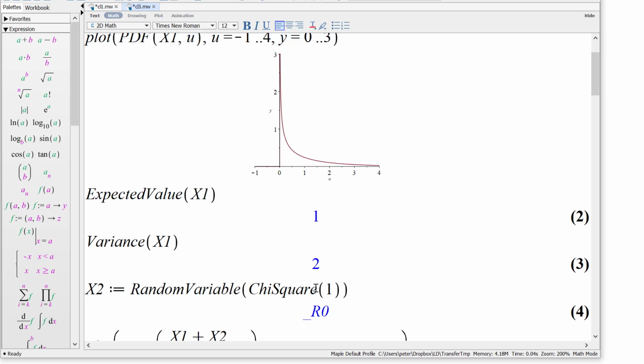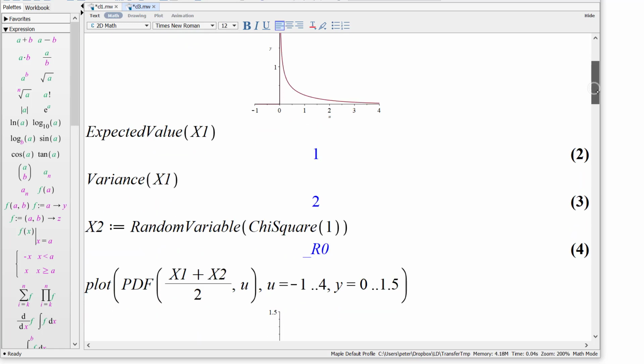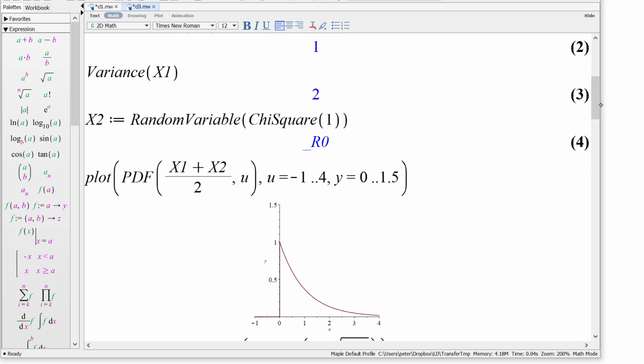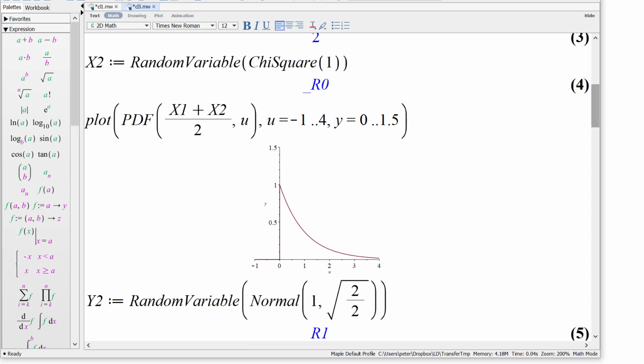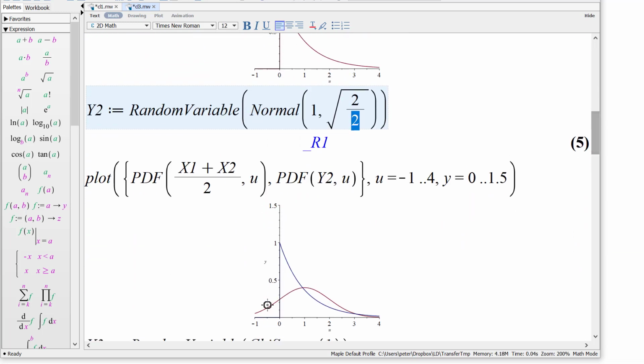I create a second chi-square 1, and here I'm looking at the PDF of the average of 2 chi-squares. It will look like this, goes from 0 here, then up to 1, and then down like that. Doesn't look at all like a normal distribution. I can create the normal distribution, which is supposed to approximate this average, and that should have expected value 1 and variance 2 over n equal to 2. If I plot these two together, we see that the approximation is really terrible. That's the normal, that's the distribution of the average.